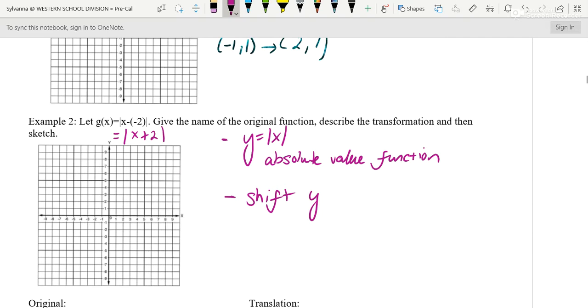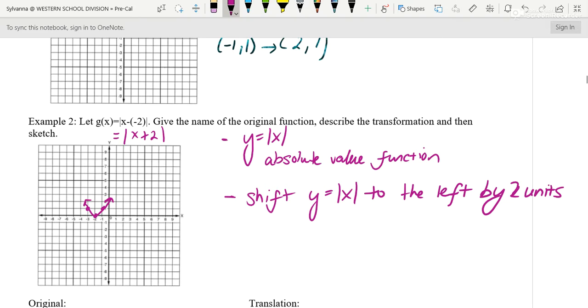So shift y equals absolute value x to the left by 2 units. So that's our transformation. And now we're just going to sketch it. So usually we'll have the pointy vertex at 0, 0, but now we're going to shift it over 2. And then we would have points at -1, 1 here, -3, 1. And then we'll set our graph a bit, and then that'll be our absolute value function.